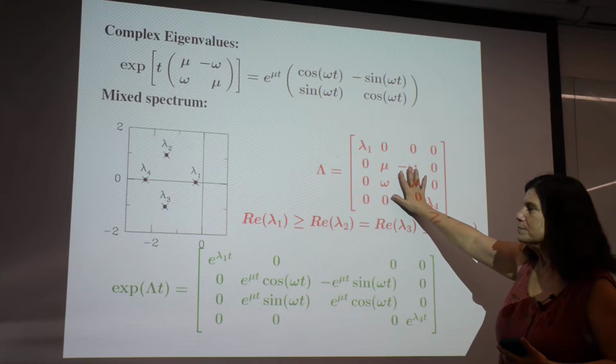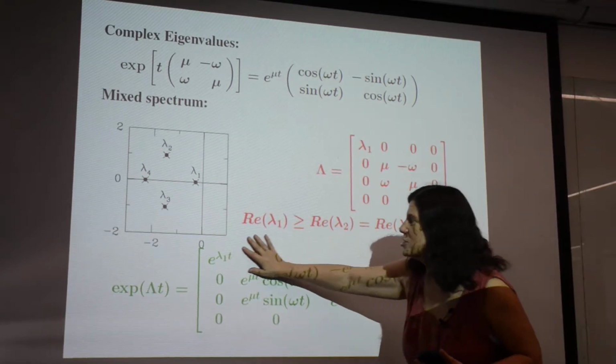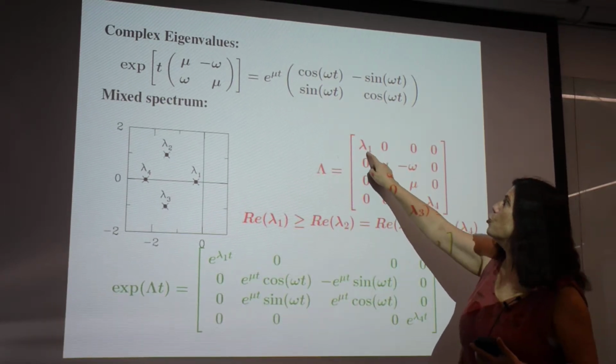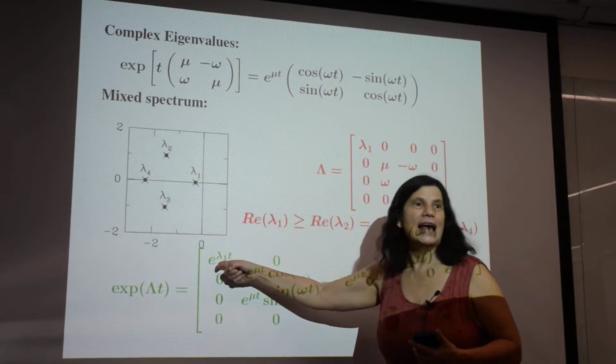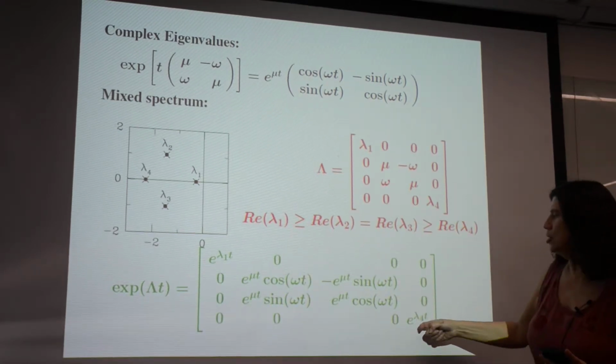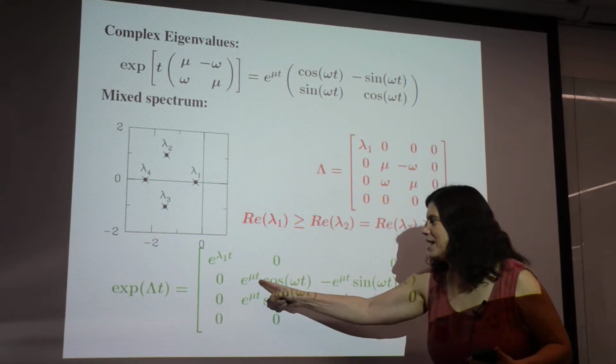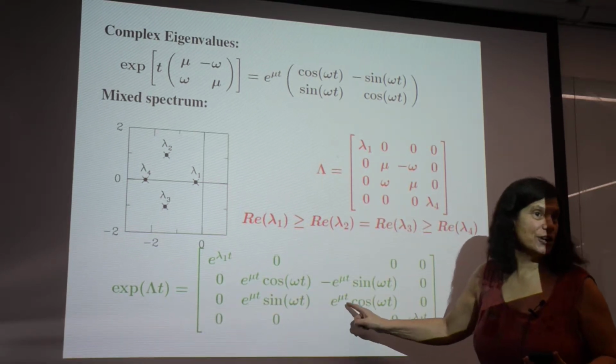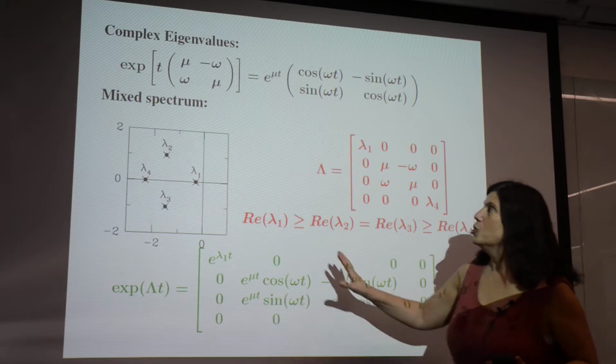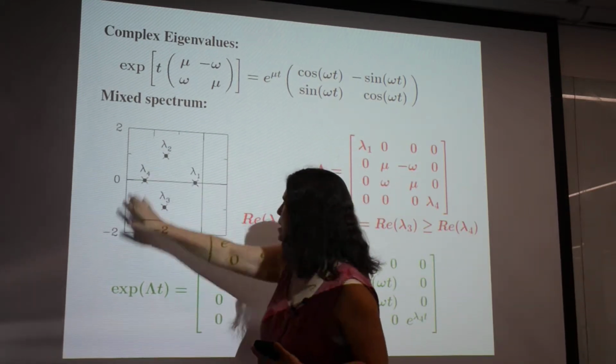When we do this, we get a matrix that looks like this. That's to say, the pure real ones just get to be exponentials. The complex ones get to be exponentials times trigonometric functions. Here are our eigenvalues here.